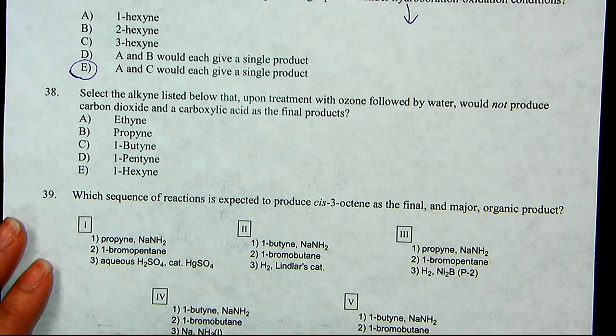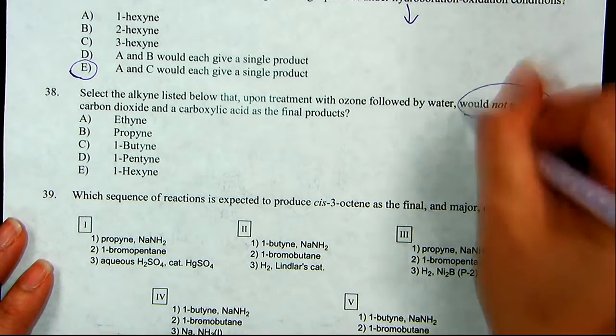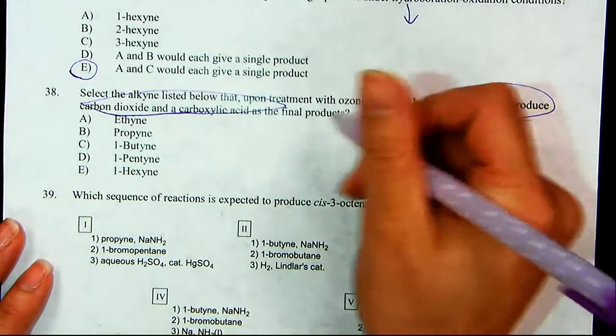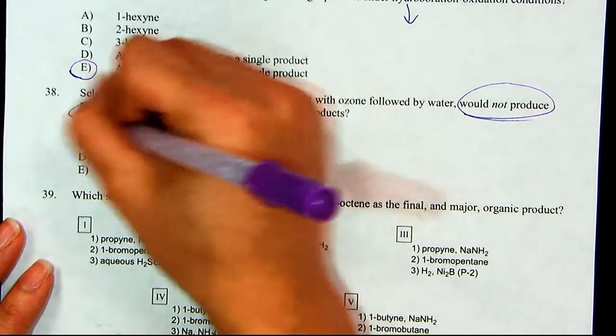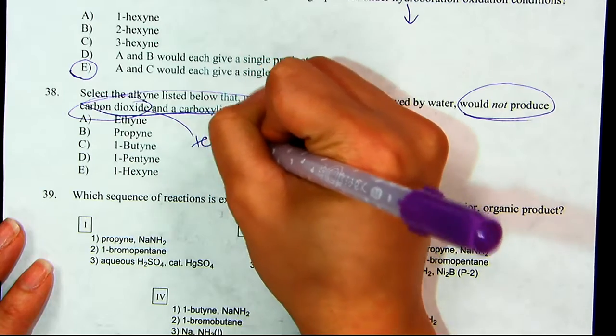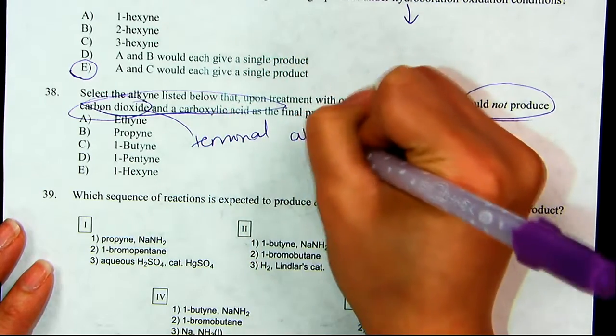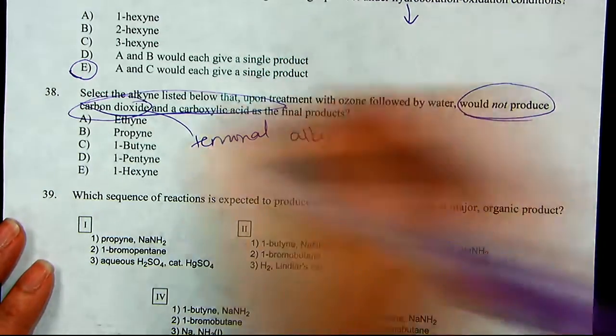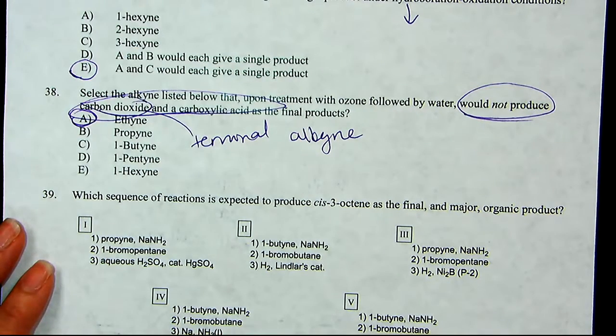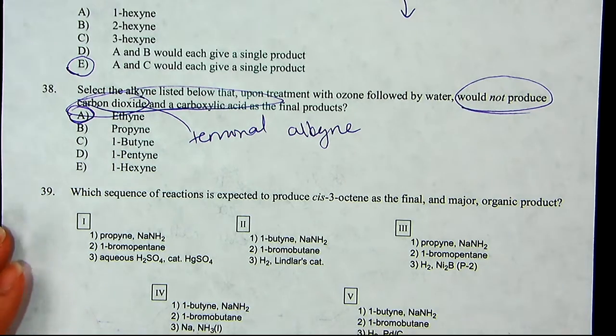Let's see, we have the alkynes listed below, a fraction of ozonolysis followed by water that will not produce carbon dioxide. That means you need a terminal alkyne. If you form carbon dioxide, you need a terminal alkyne. So the only one that has a terminal alkyne that would work would be A. Sorry, would not produce it. So you want to see if it does not produce carbon dioxide. When you produce carbon dioxide, you need a terminal alkyne.